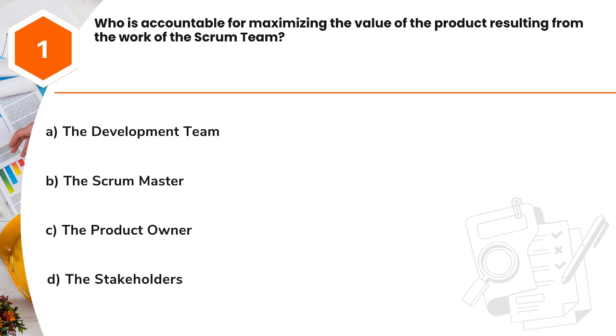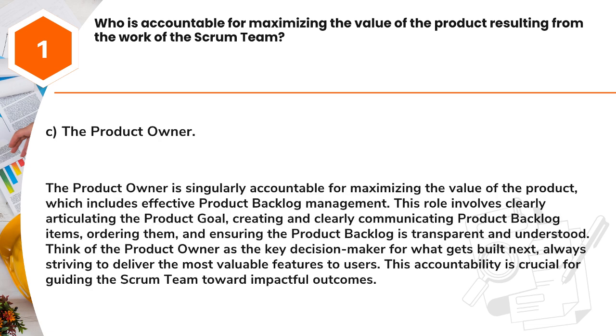Question 1. Who is accountable for maximizing the value of the product resulting from the work of the Scrum team? A. The development team. B. The Scrum Master. C. The product owner. D. The stakeholders. Answer: C. The product owner.